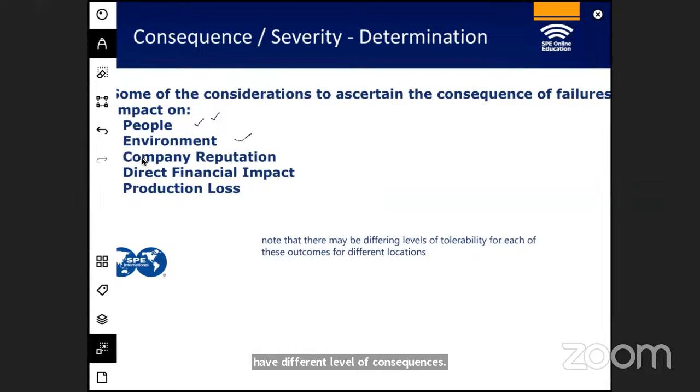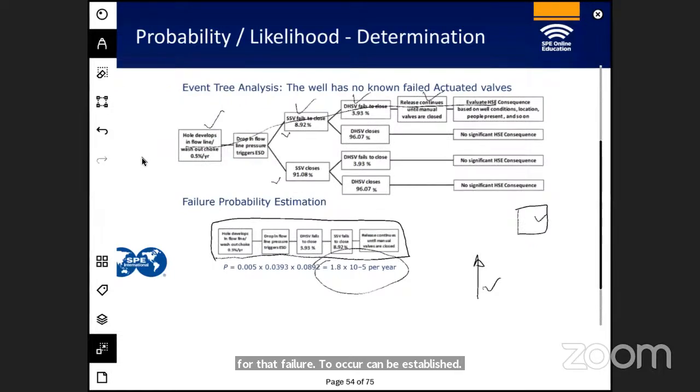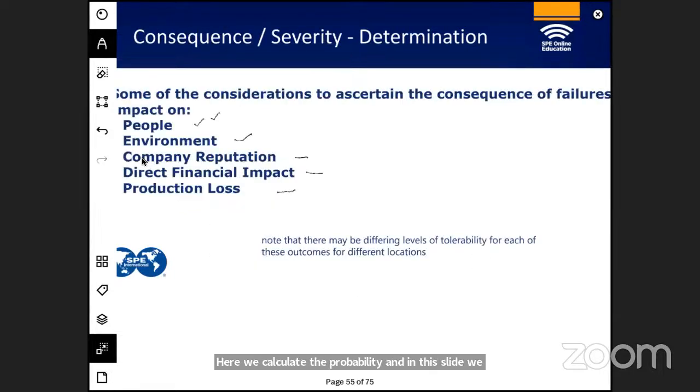For the impact on the environment, similarly, how much is released to the atmosphere? Similarly, we calculate for company reputation, direct financial impact and production loss. All these can be calculated, and the consequence level for that failure to occur can be established. Here we calculated the probability, and in this slide we are calculating the consequence. A combination of the probability of failure and the consequence will give the threat level or risk level.